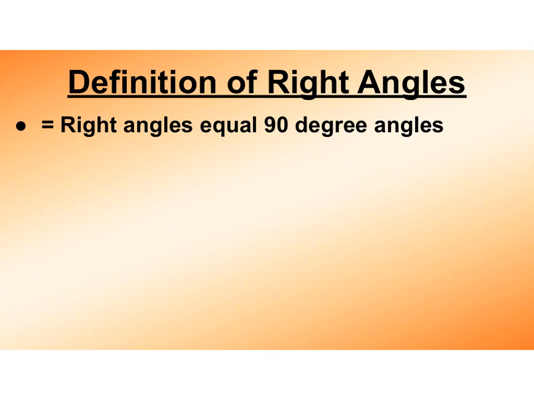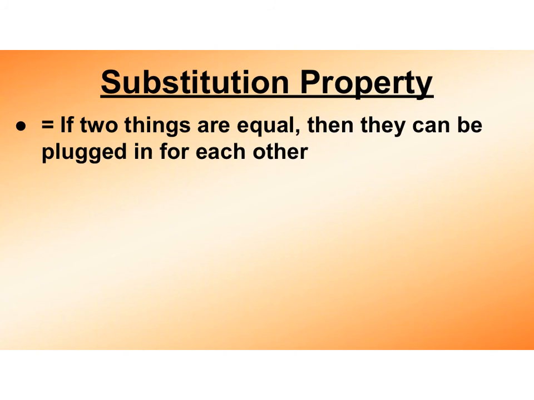Definition of right angles. We know that right angles equal 90 degrees, so if somewhere in my picture I want to conclude that or I want to use it, I would say definition of right angle.